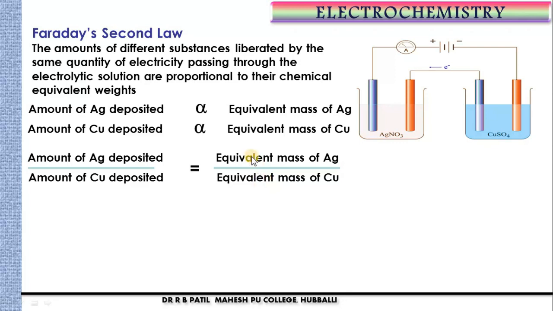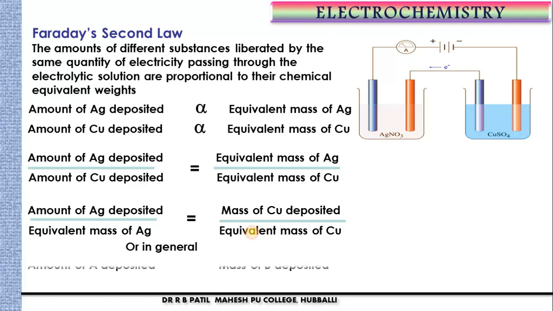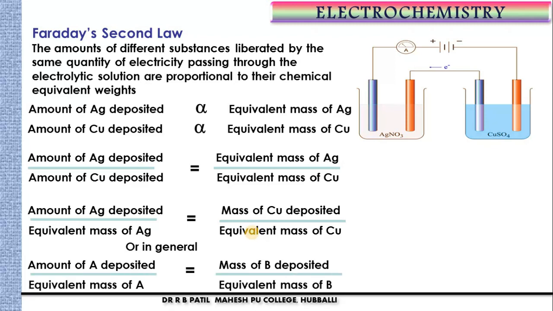Let us do a small rearrangement. Let us take this quantity to the denominator of the left hand side. So if I do that, then amount of silver deposited by equivalent mass of silver; in the place of amount I can write mass also; equals mass of copper divided by equivalent mass of copper. So in general, instead of silver and copper, let me write amount of A deposited divided by equivalent mass of A, and amount of B deposited divided by equivalent mass of B. That is the mathematical form of Faraday's second law of electrolysis.